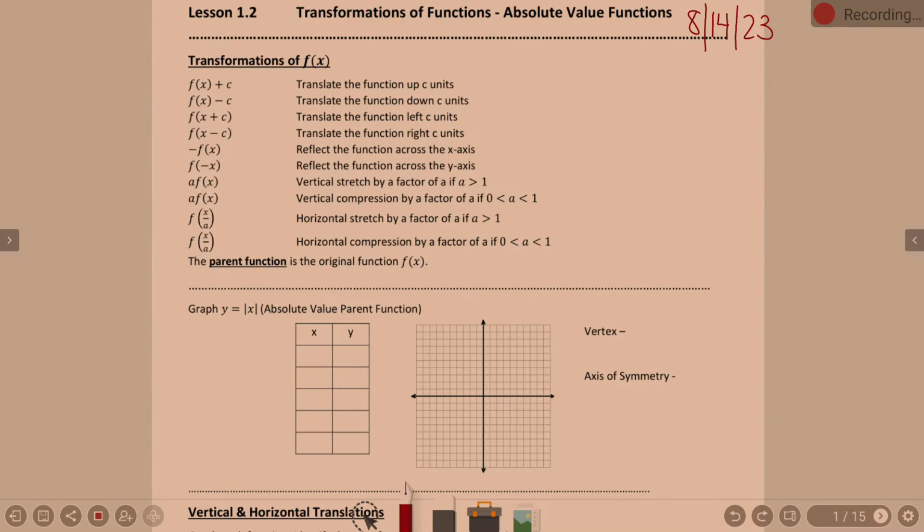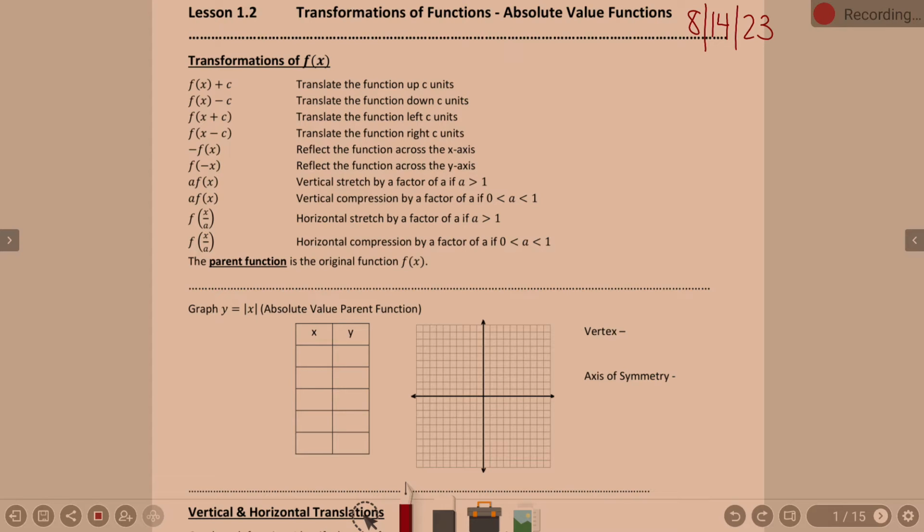Lesson 1.2, we're looking at transformation functions. This is a huge Algebra 2 topic. This little chart up here, I don't know how you won't have it memorized by the end of the year because we're going to use it so much. Okay, we are going to use this chart a ton.